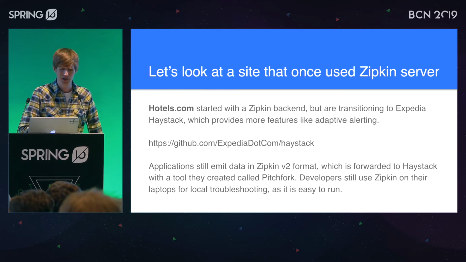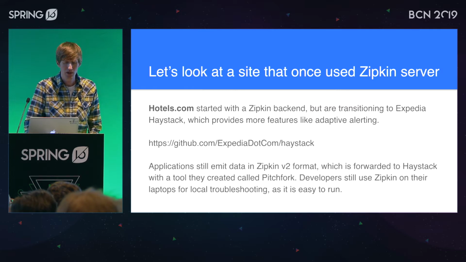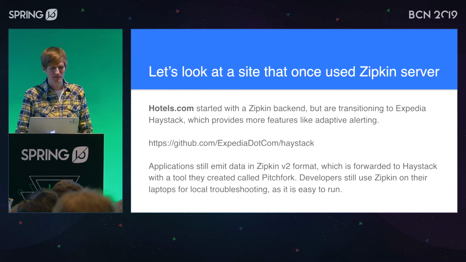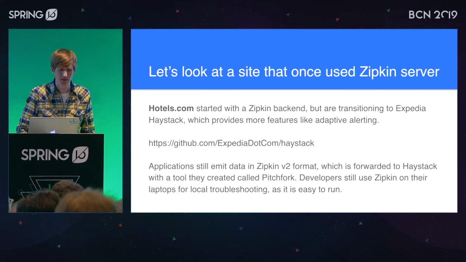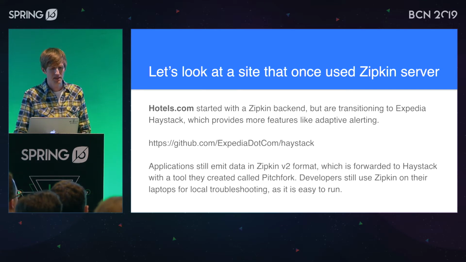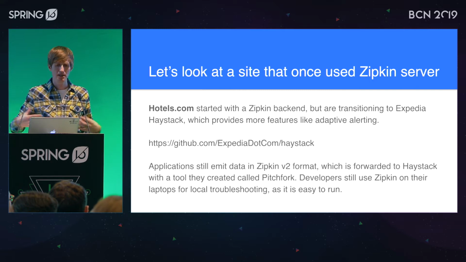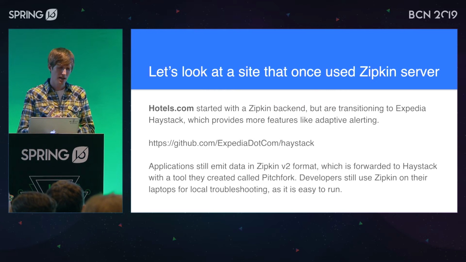I don't know if it's called a case study, but here's an interesting one that people normally don't talk about when they talk about the projects they work on. Here's a project that stopped using Zipkin. So hotels.com originally started, in fact, Expedia originally started with Zipkin as well. Expedia, the company, has made an interesting product called Haystack, which is a pretty evolved tool that includes things like alerting, which is pretty neat.